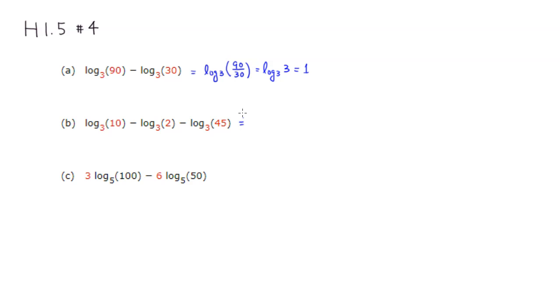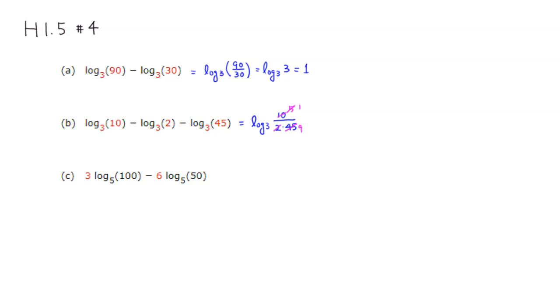You have a subtraction, so we can write it as a single log. So log to the base 3 of 10 is going to be on top, and then 2 is going to be on the bottom, and then 45 is going to be on the bottom. Right? So we can simplify. You have 10 and 2, both even, so divide by 2, so you get 5 here. And divide by 5, you get 1. Divide 45 by 5, you get 9.